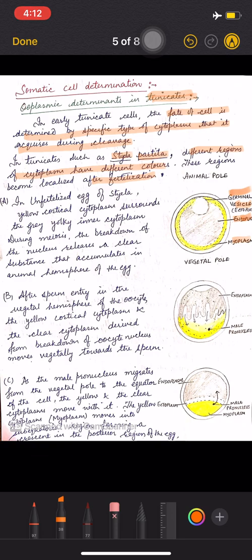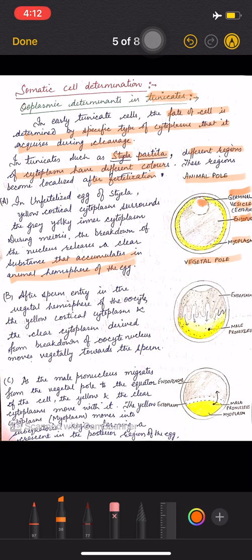Now during meiosis what will happen? This germinal vesicle undergoes breakdown, right? The breakdown of the nucleus releases a clear substance that accumulates in the animal hemisphere of the egg. This is the animal pole of the egg, this is the vegetal pole. So when the germinal vesicle breaks down, it produces a clear substance which accumulates in this animal hemisphere. You can see this is the clear area, so it contains the clear cytoplasm here, right?